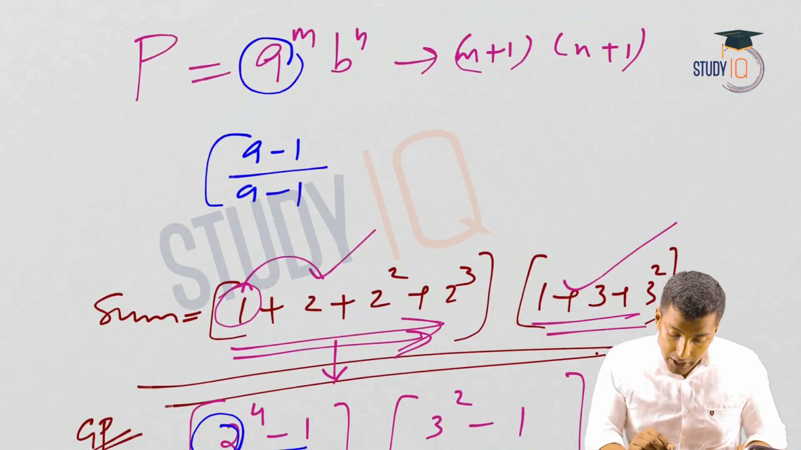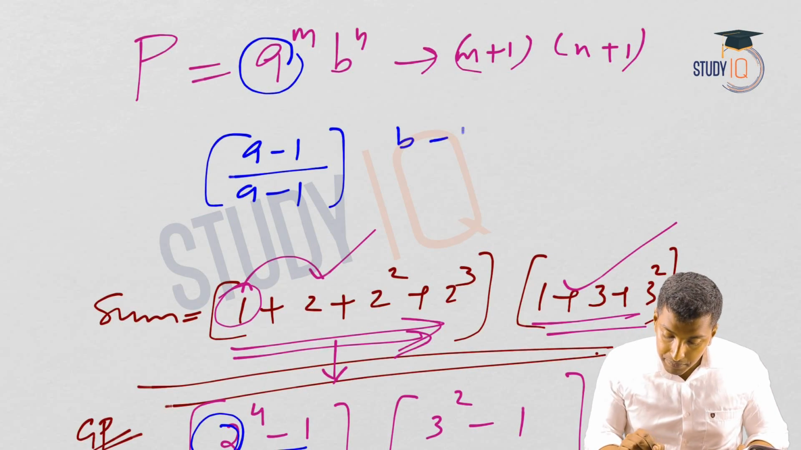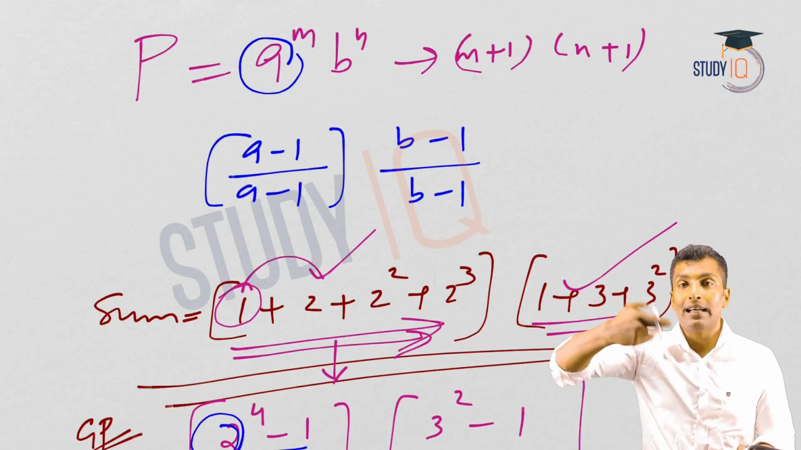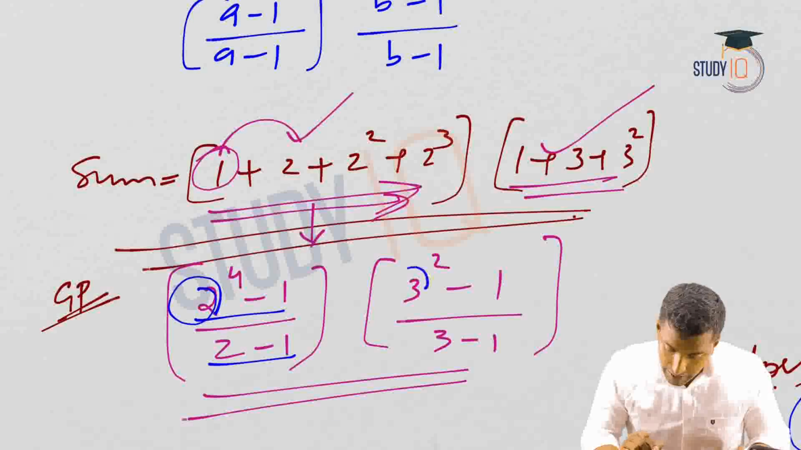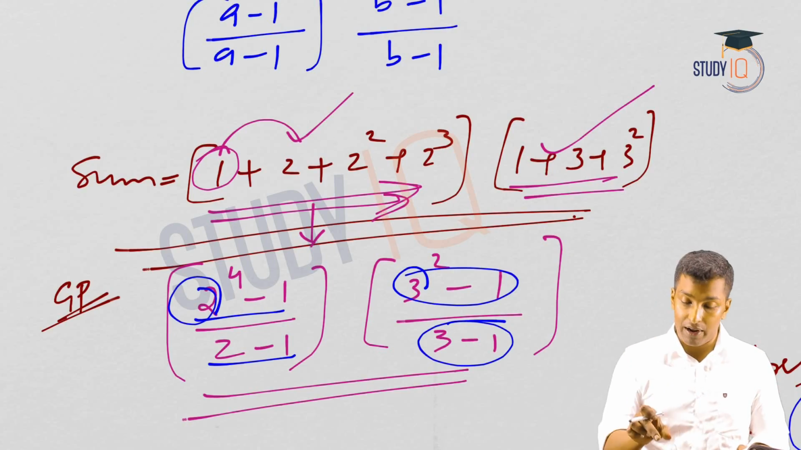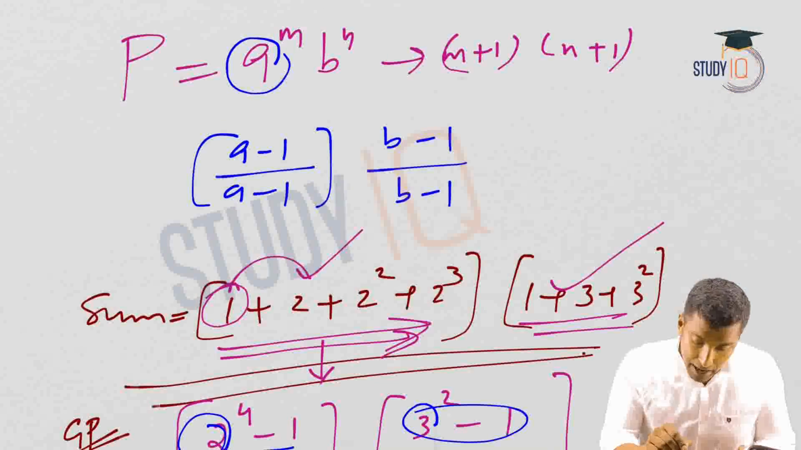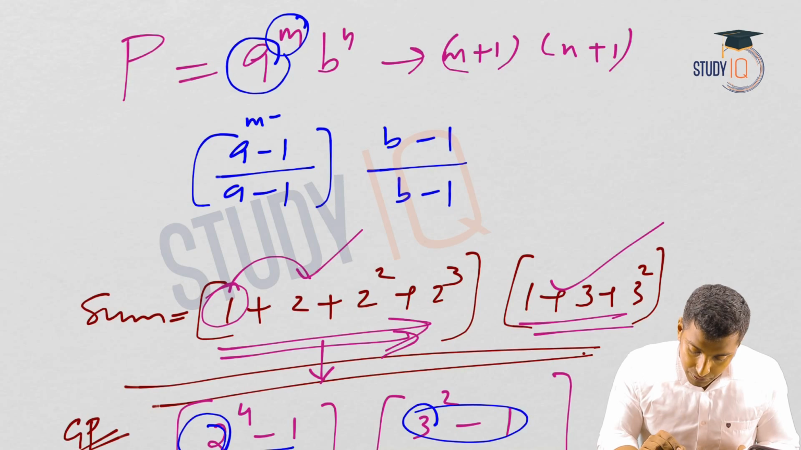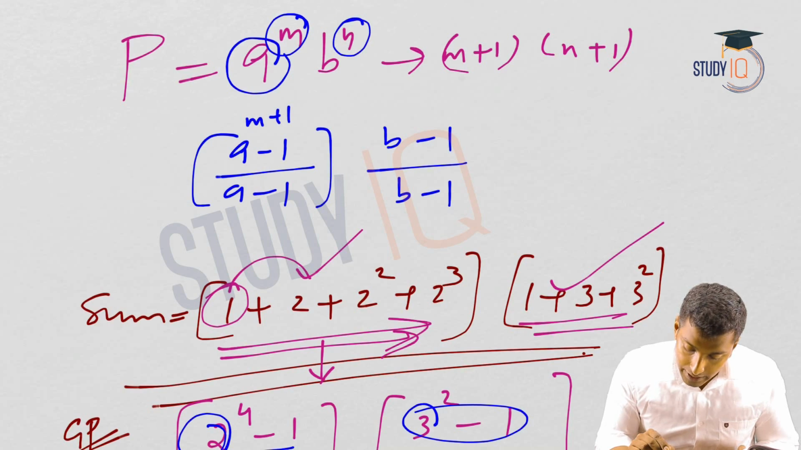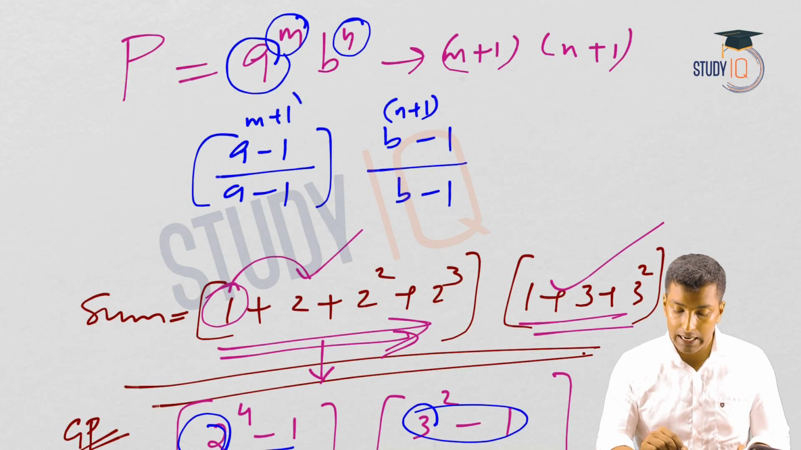Then you need to write B minus 1 divided by B minus 1. What is B? That is the second prime factor. You can see here 3 minus 1, 3 minus 1. I tell you about the power. If you have M here, you need to write M plus 1. If you have N here, you need to write N plus 1. That's it. So you get the sum.